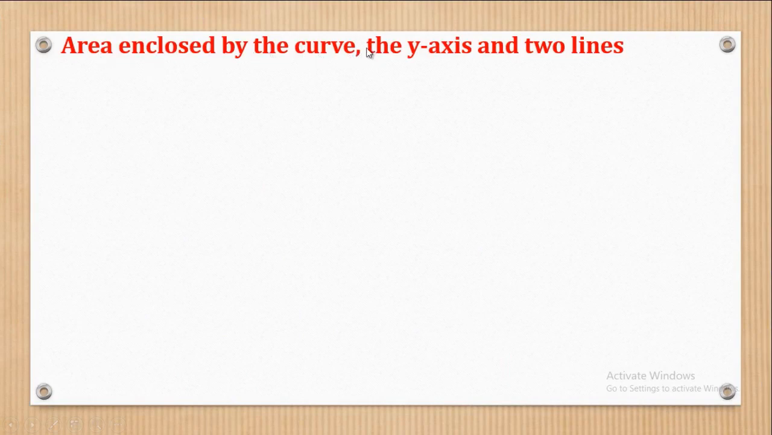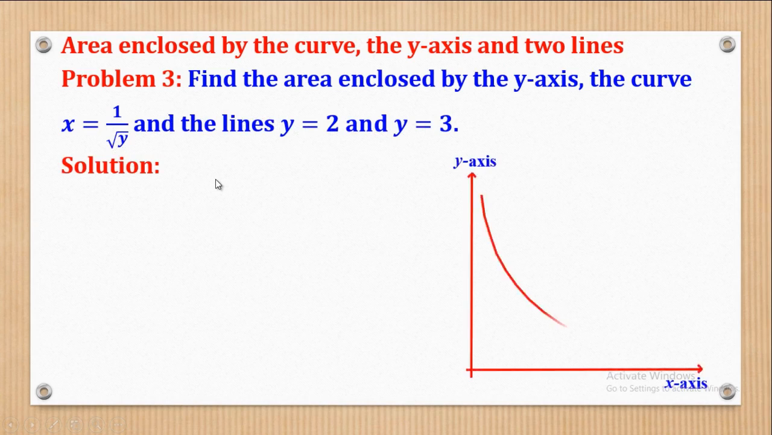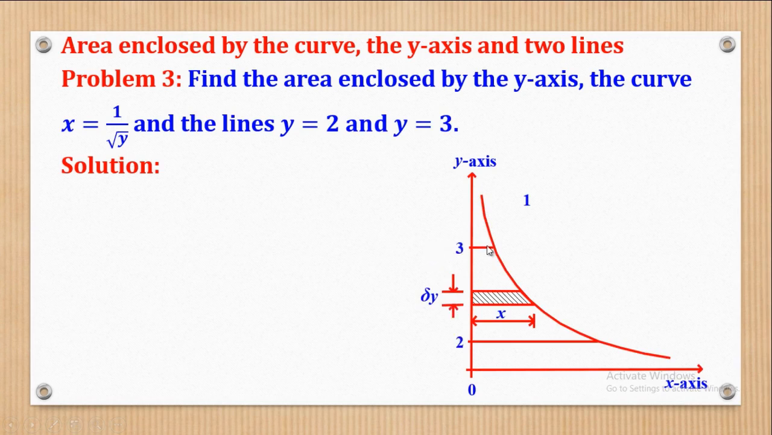So now we shall go to area enclosed by the curve, the y-axis, and 2 lines. So find the area enclosed by the y-axis, the curve x equal to 1 over square root of y, and the lines y equal to 2 and y equal to 3. So the first thing is to sketch the curve. Let us sketch the curve. So the shape will be in this form, and these are the lines y equal to 2 and y equal to 3.